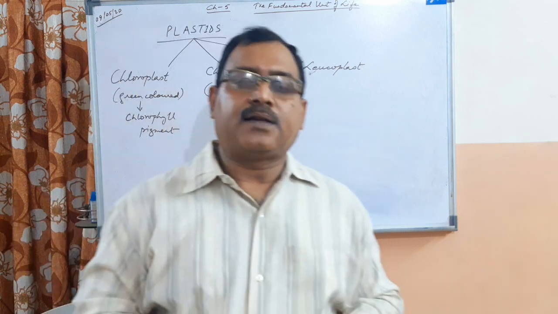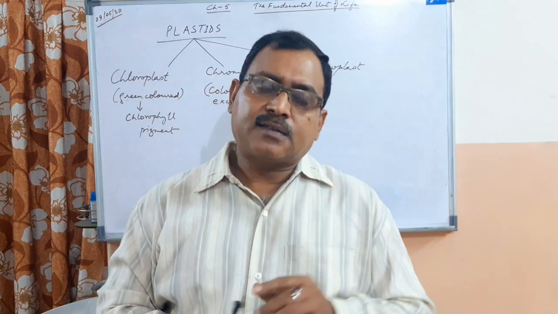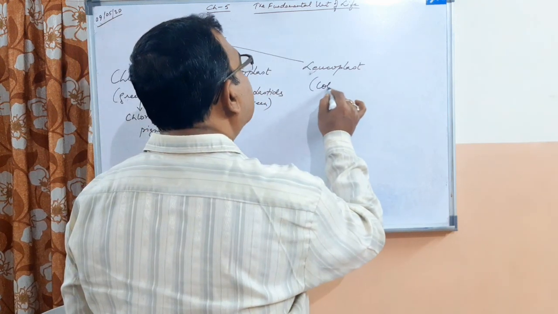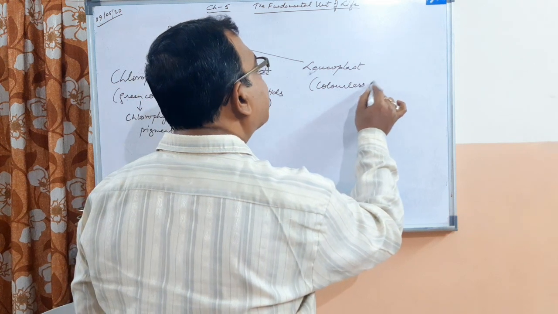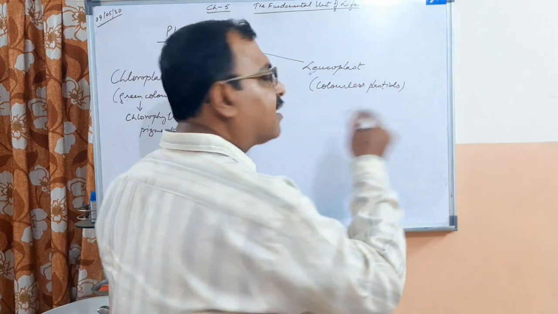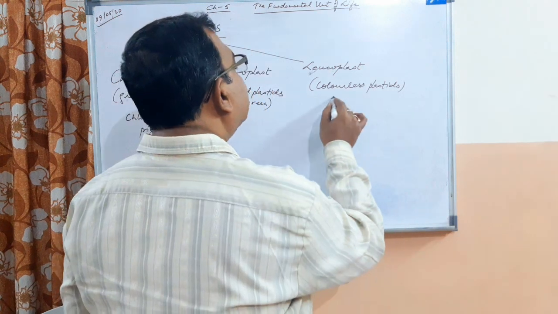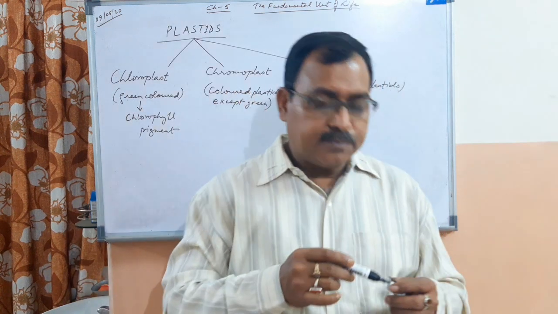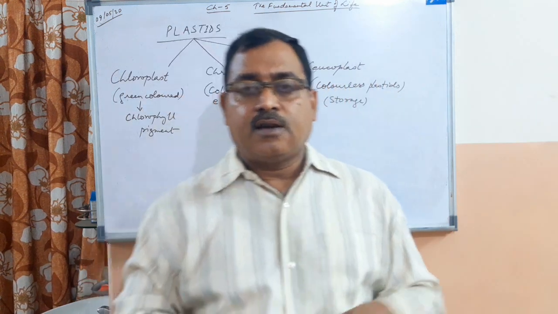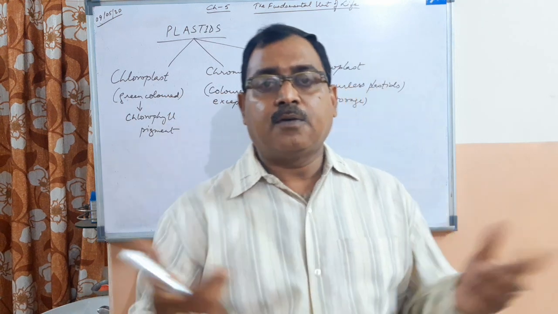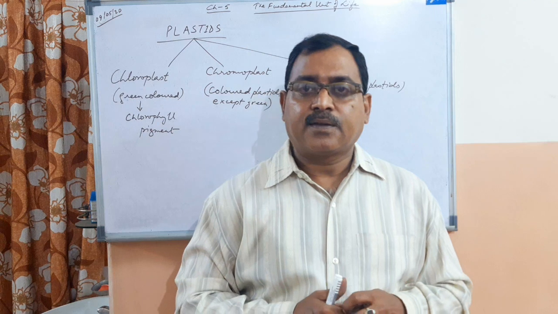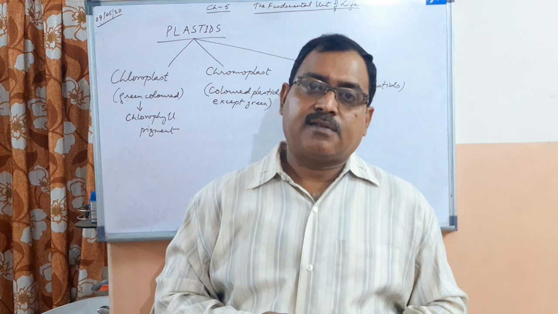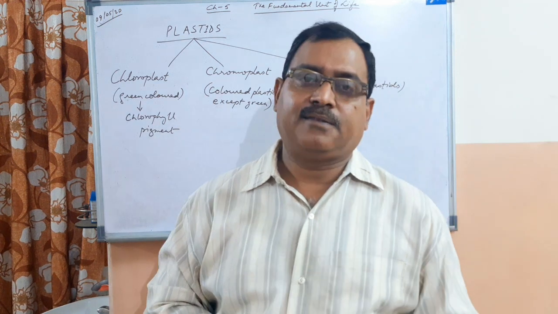Last is leucoplast. Leucoplasts are colorless plastids. We call it colorless or white plastids. Its main function is storage. Storage of food in the form of starch, in the form of carbohydrate, in the form of essential oil, anything. So these three are various types of plastids and they are found only in plant cell.